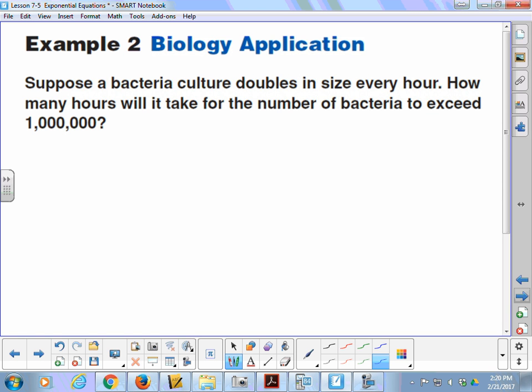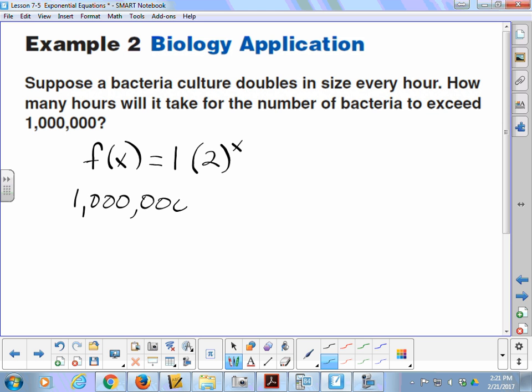So that means that we have f of x equals 1 times 2 to the power of x. This is our exponential equation. We start with one thing, it doubles every hour, so I multiply it by 2 to the power of x. So if I started with 1, after 1 hour I have 2, after 2 hours I have 4, 3 hours I have 8, and so on. We want to know, when is it going to be bigger than 1 million?